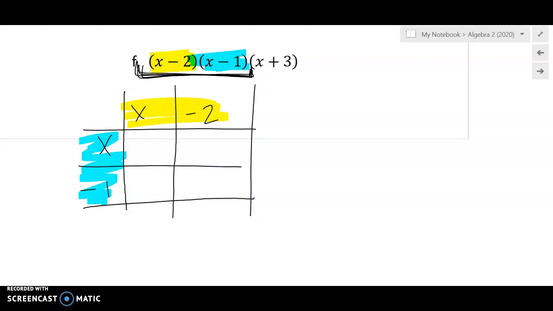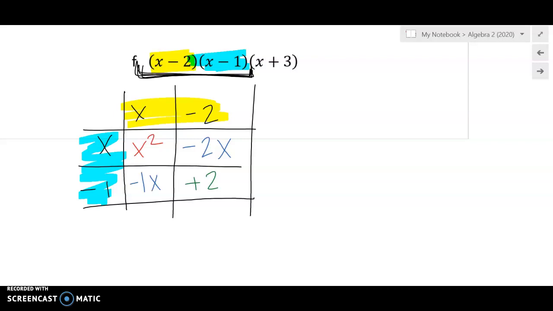Okay, and I'm going to multiply. X times x is x squared. And then x times negative 2 is negative 2x. And I go to the next row. Negative 1 times x is negative 1x. And then the numbers, negative 1 times negative 2 is a positive 2.